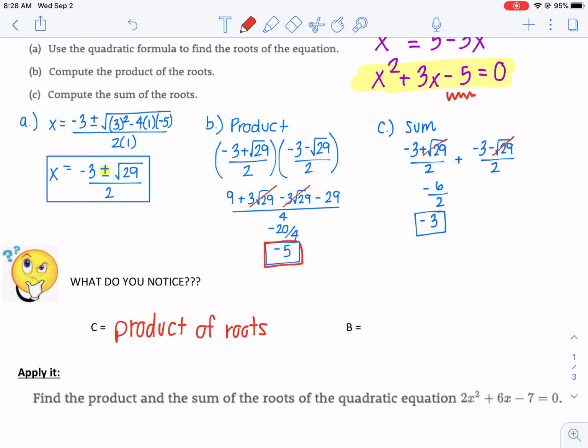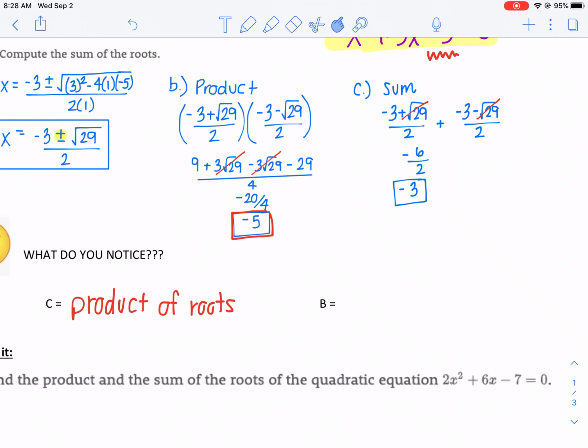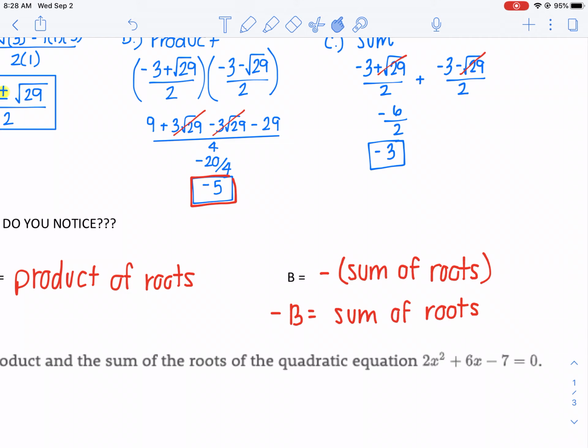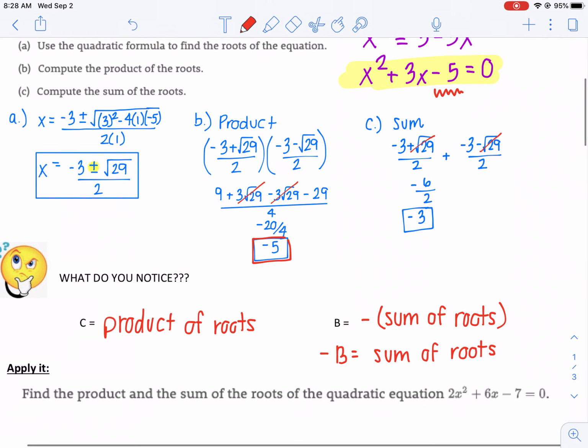The B value. Some people might want to say the B value equals the negative of the sum of roots. Other people like to look at it as -B equals the sum of the roots. Both ways work perfectly. It's up to you. But notice the sum right here is the opposite of the B value in the equation.